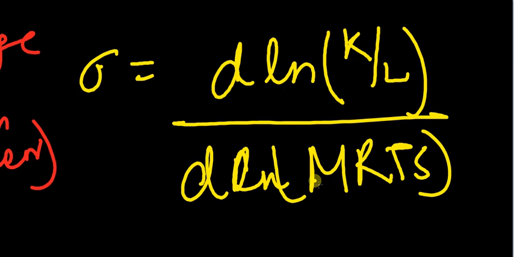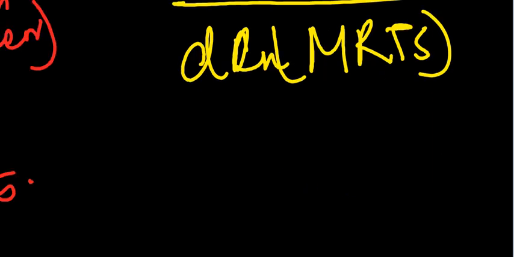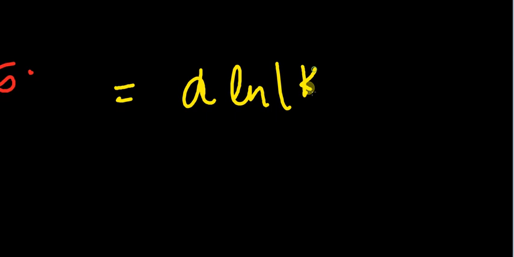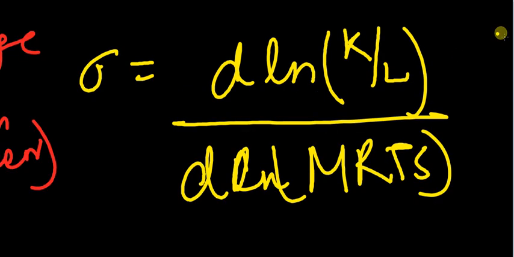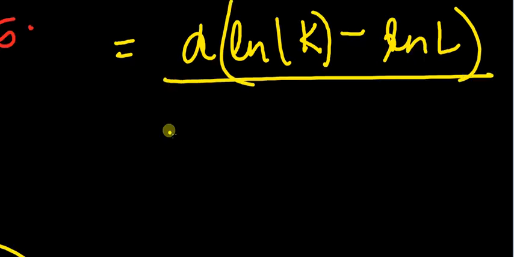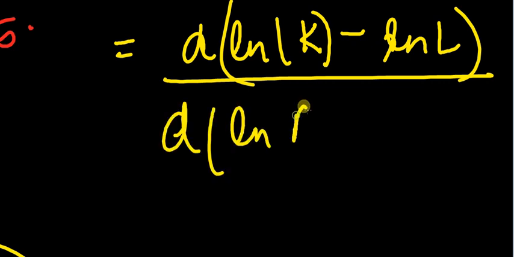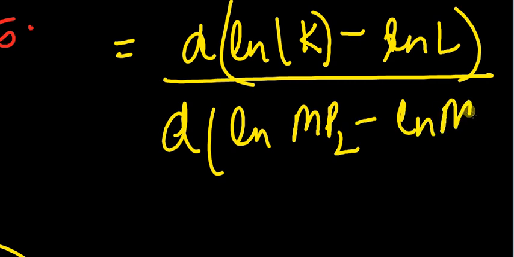Okay. So if I have to solve it, let's solve this a little bit. So this is d of ln K minus ln L, because I'm taking log. So log of ratio, log of m by n is log of m minus log of n, upon d of ln MPL minus ln MPK. Am I okay with this?